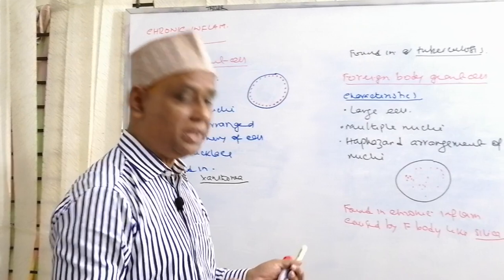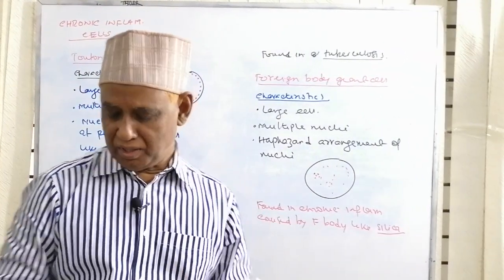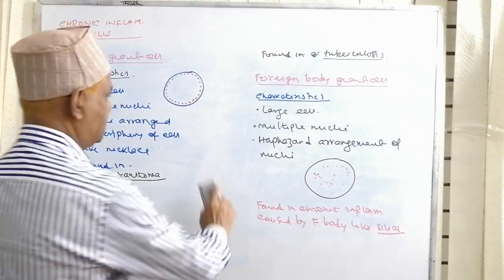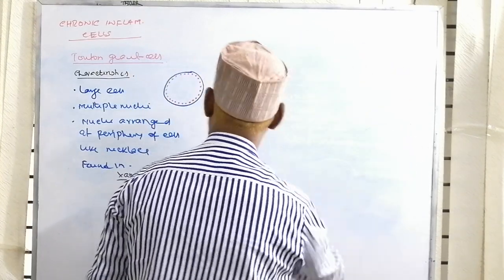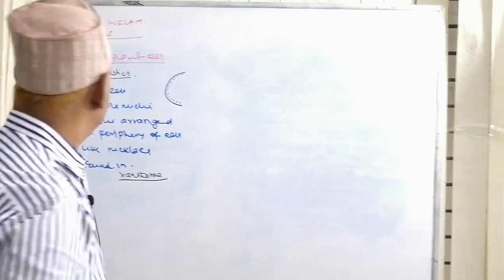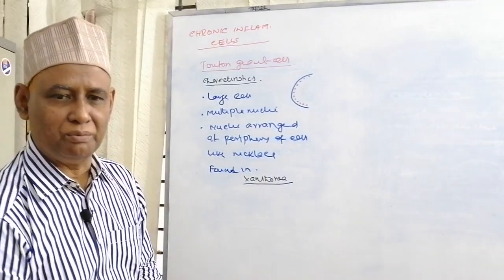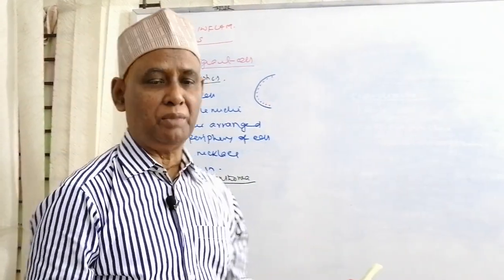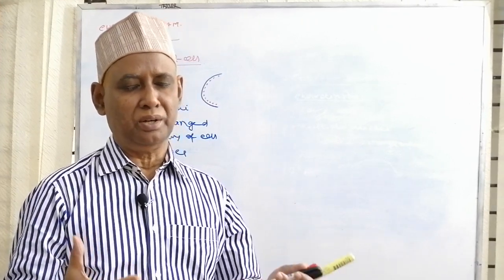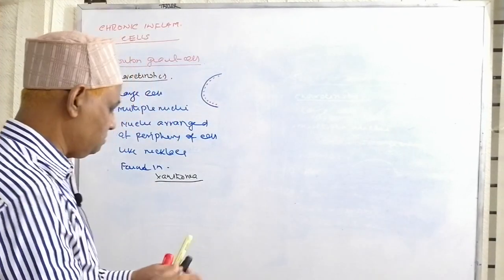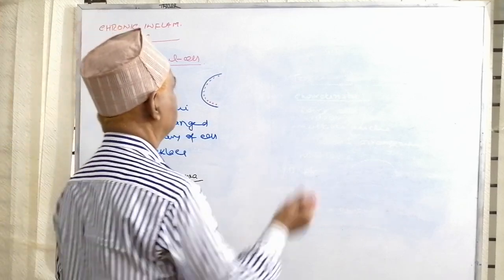Another one: what is Finkeldey giant cell? It is found in measles. Now come to how the foreign body giant cells are formed. A single cell containing multiple nuclei in chronic inflammation. How a single cell contains multiple nuclei is how foreign body giant cells are formed.